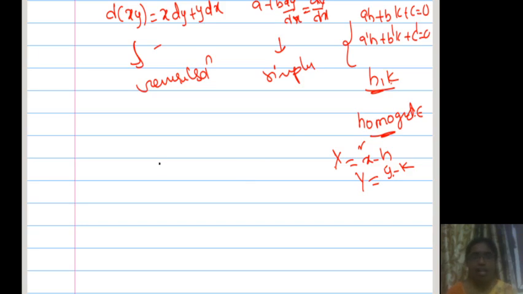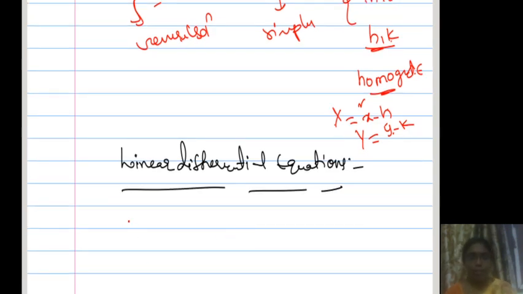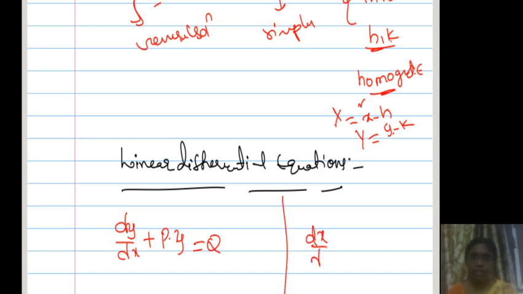Last method. What is the last one? Linear differential equations. Very important concept. So what is the standard form of linear differential equations? Tell me, what is the standard form? You have two forms actually: dy by dx plus p y is equal to q, or dx by dy plus p x is equal to q.